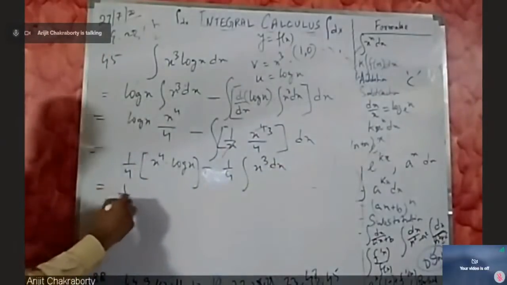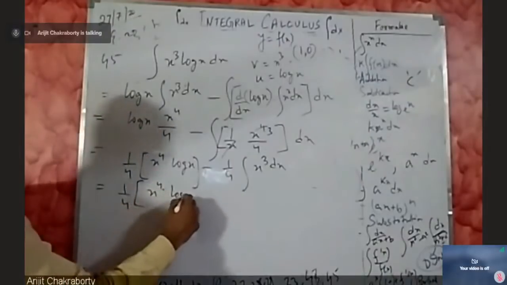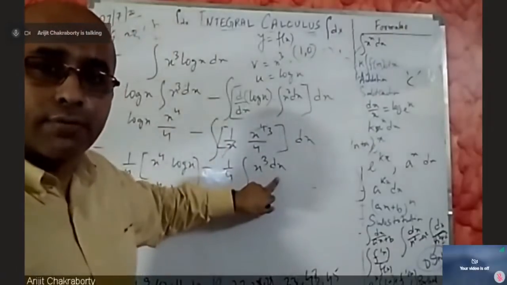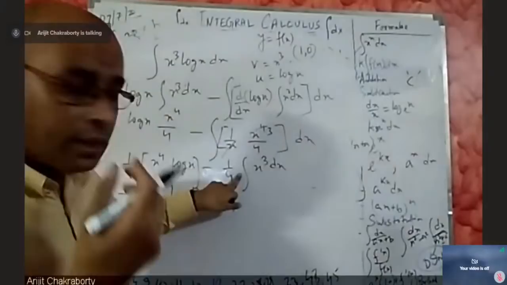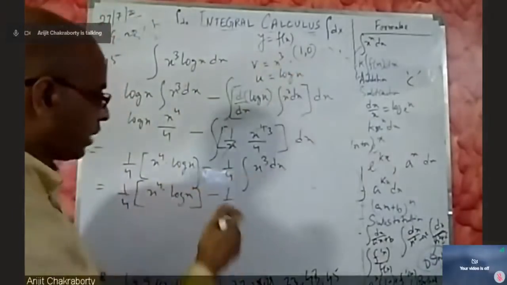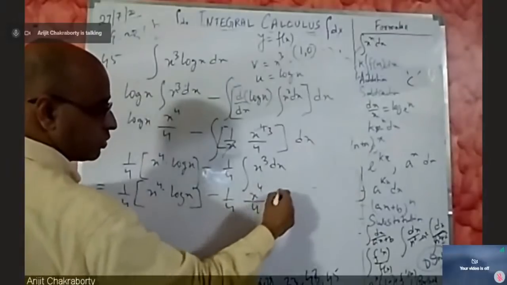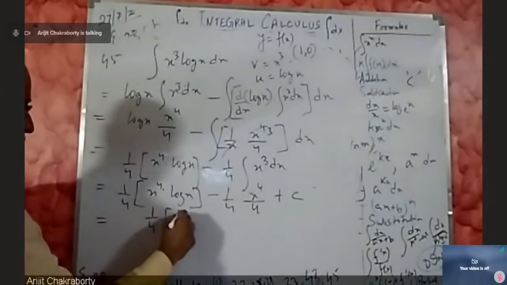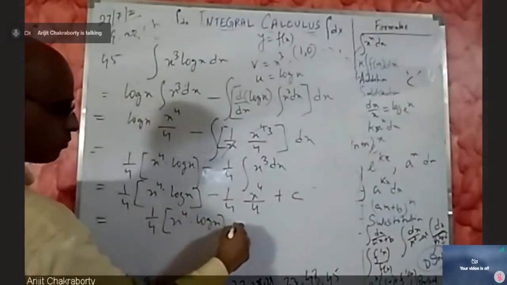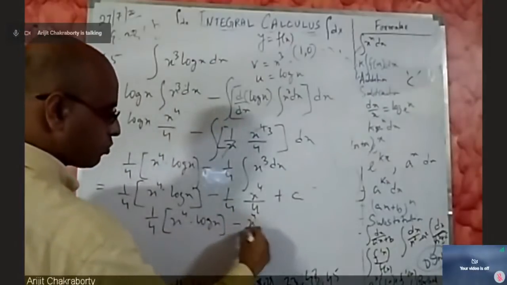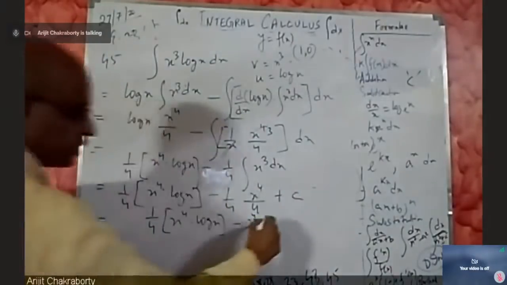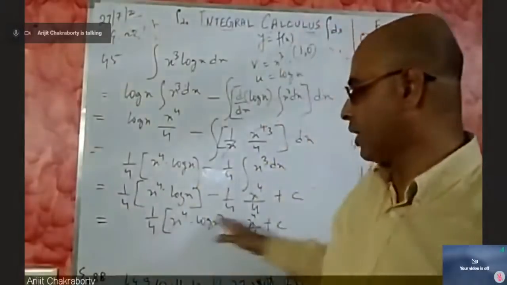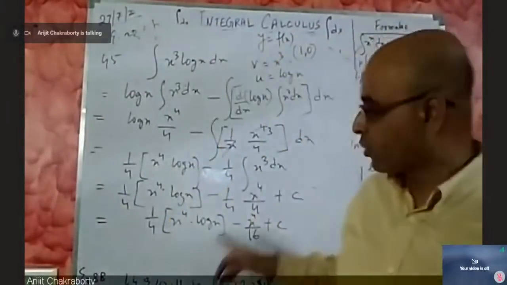That means I get 1 by 4 x to the power 4 log x minus 1 by 4 integral of x cube dx. X cube dx, if I remove the integration sign, it gives me x to the power n plus 1 by n plus 1. So it becomes x to the power 4 by 4 plus constant c. So the answer is 1 by 4 x to the power 4 log x minus x to the power 4 by 16 plus c. From here, of course, you can take 1 by 16 common and you can simplify the expression further. So this was number 45.